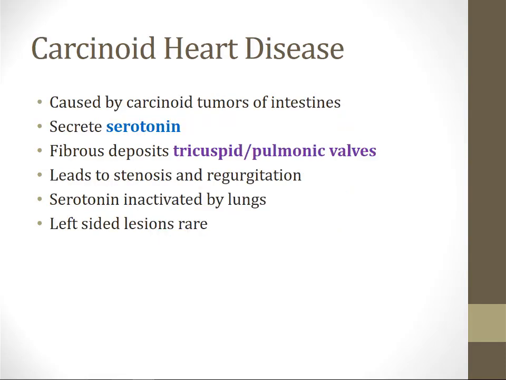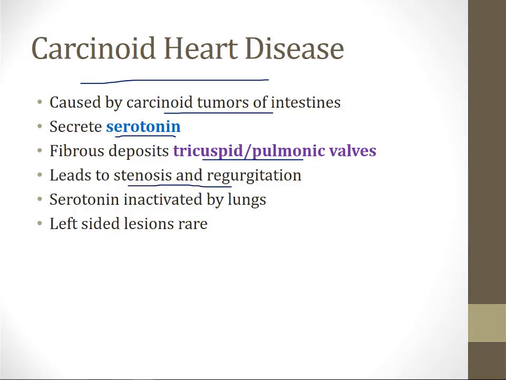The other condition I want to briefly discuss before we get into specific valve lesions is carcinoid heart disease, because this is another common cause of valvular heart lesions. Carcinoid heart disease is caused by carcinoid tumors of the intestines, and I have an entire video on this in the GI section. These tumors secrete serotonin, and for reasons that are poorly understood, this leads to fibrous deposits on the tricuspid and pulmonic valves. This can lead to both stenosis and regurgitation of these valves.